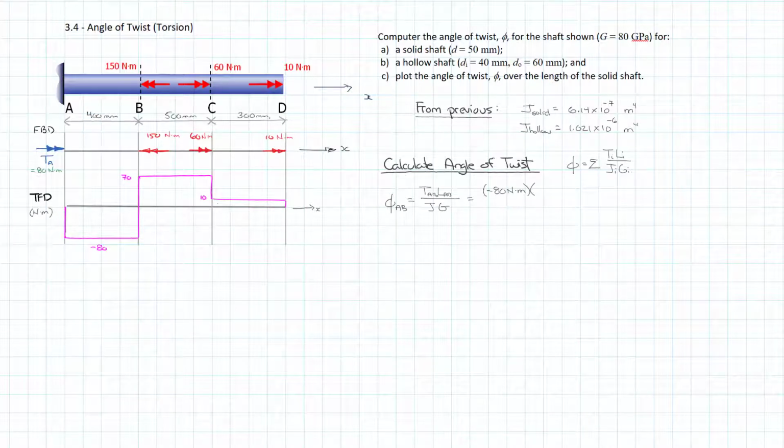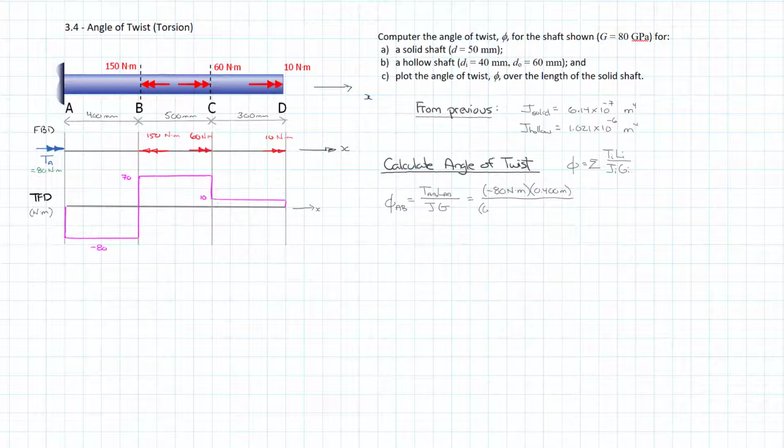I've put my lengths of sections AB, BC, CD up on our original diagram, so we have those to work with. And I'm going to jump right back in here, and length AB we see is 400 millimeters or 0.400 meters.